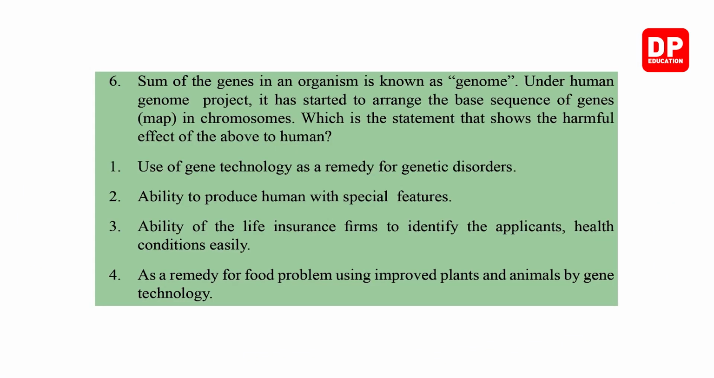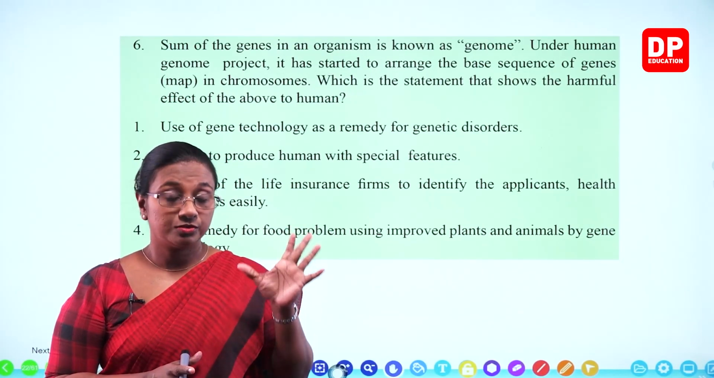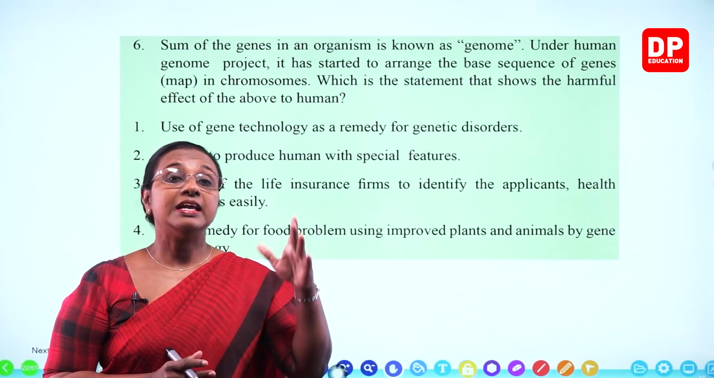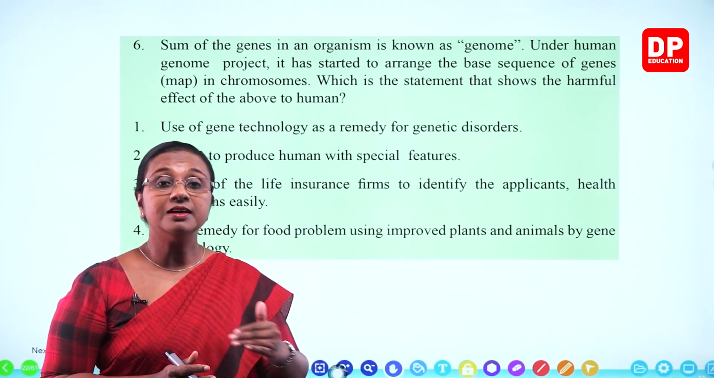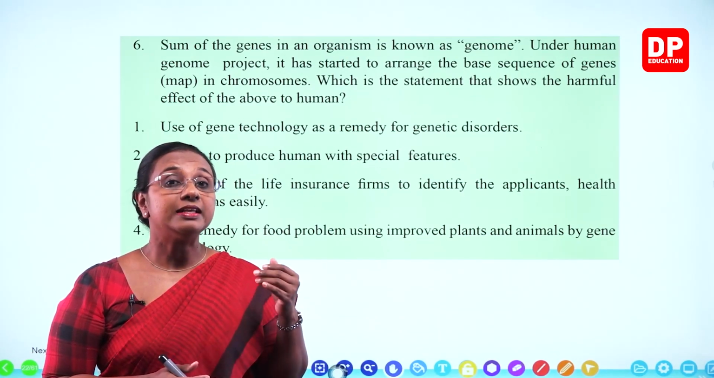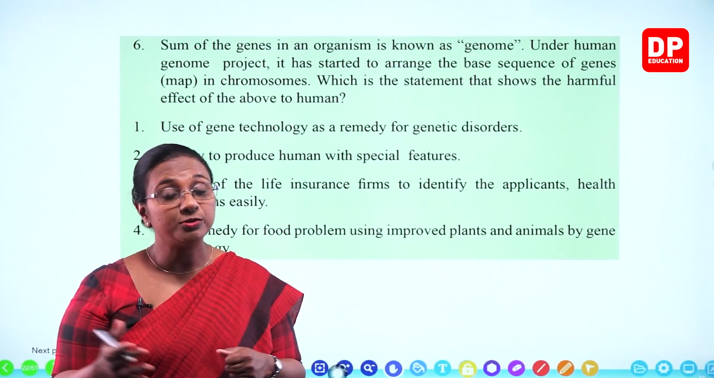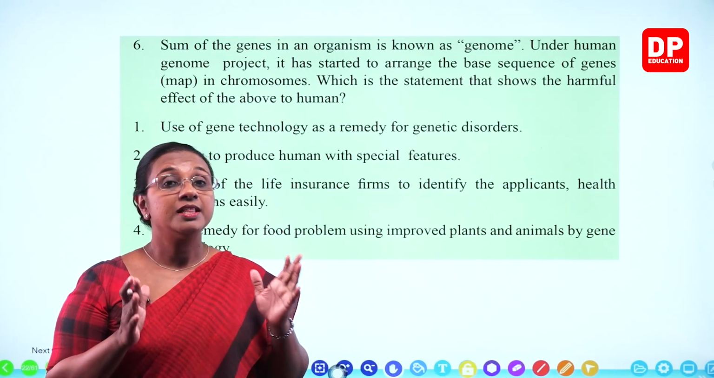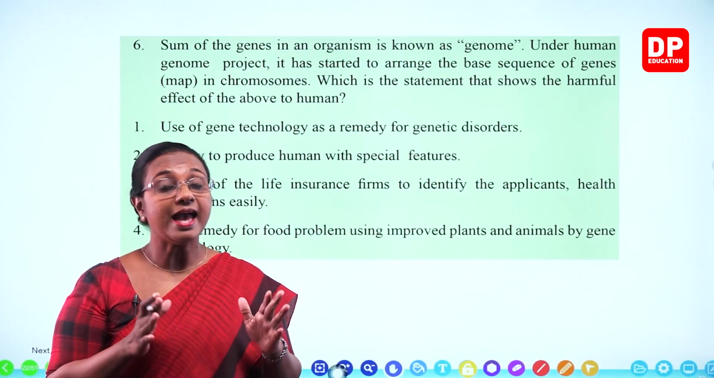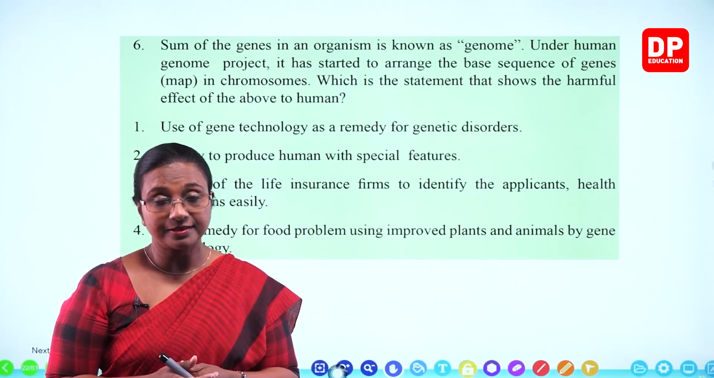Question number 6. Sum of the genes in an organism is known as genome. So I have explained this to you all. Human genome has 23 pairs of chromosomes. In each chromosome, there are a fixed number of genes responsible for various characteristics. That is, in autosomal chromosomes, the first 22 chromosomes. Then you have the 23rd pair, the sex chromosomes, that determine the sex of the person, as well as have other genes responsible for other characteristics as well.